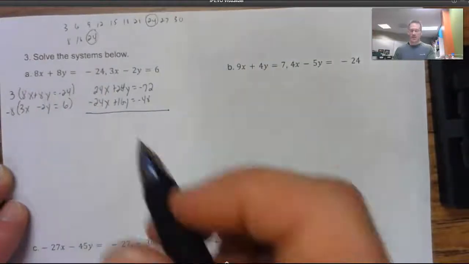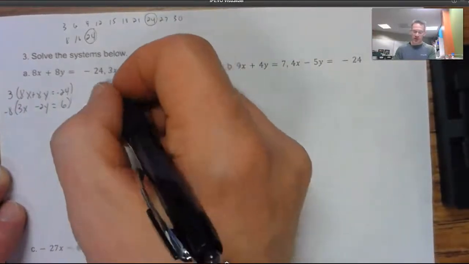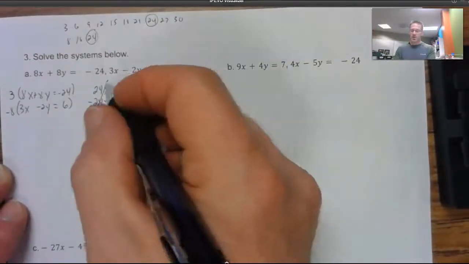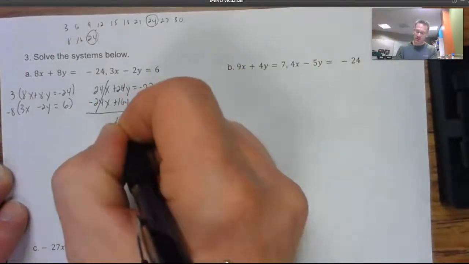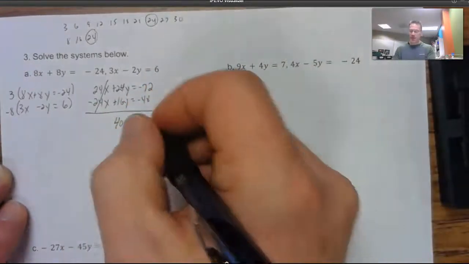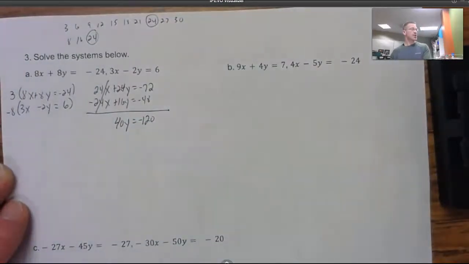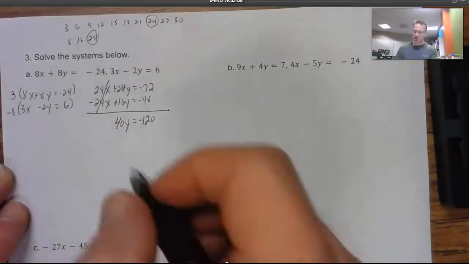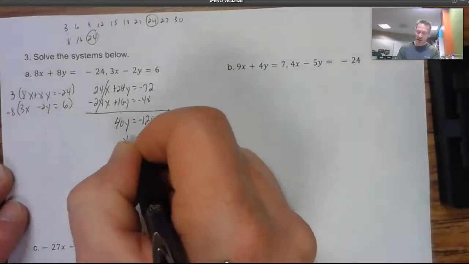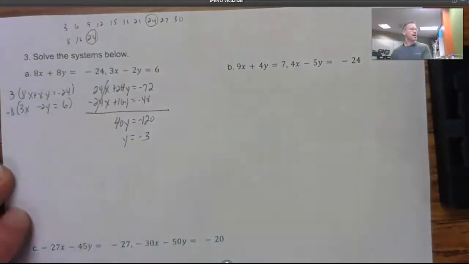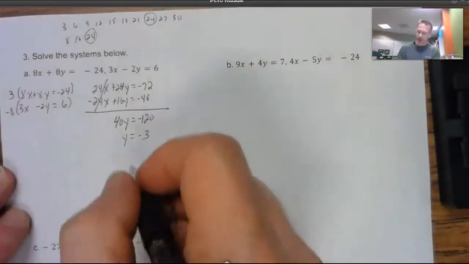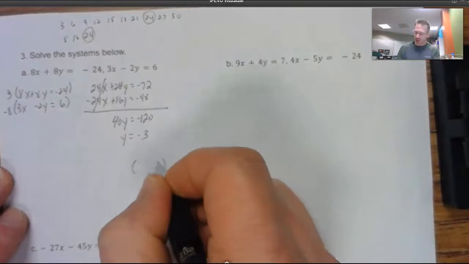And now I can eliminate this. So 24x minus 24x, that's 0. That's eliminated. 24y plus 16y, that is 40y. And then this is -120. And now I'm in that good position where I can just solve here. So 40 times -3 is my y variable. So that's half of my point, right? Okay, so I know that's -3 there.